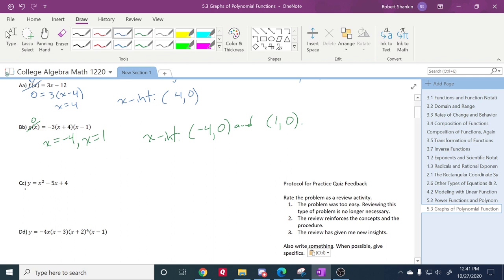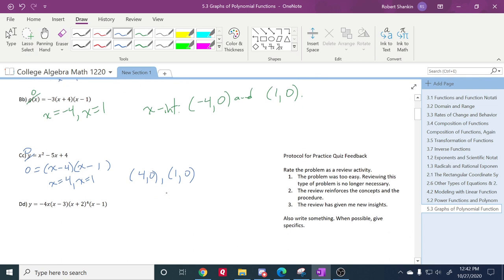So we set the y to be 0. We need to factor this. And if it was something that didn't factor, I would use the quadratic formula on it. The two numbers that multiply together have to be positive, so they have to be both positive or both negative. I want them both negative. 4 and 1 will give me the correct middle term. So x is equal to 4 or x is equal to 1. So the x-intercepts are (4, 0) and (1, 0).